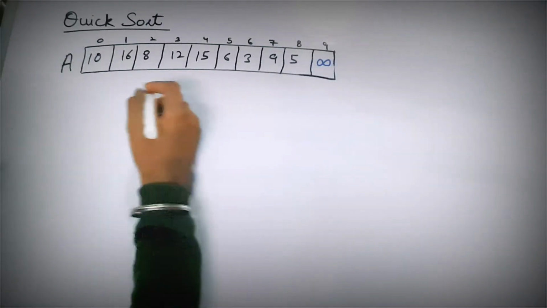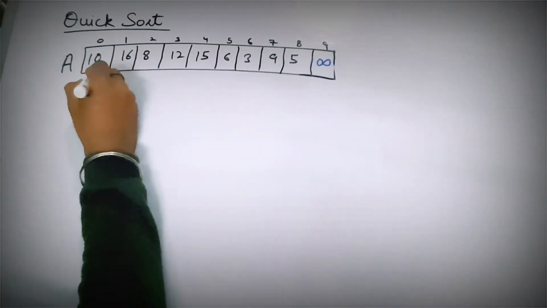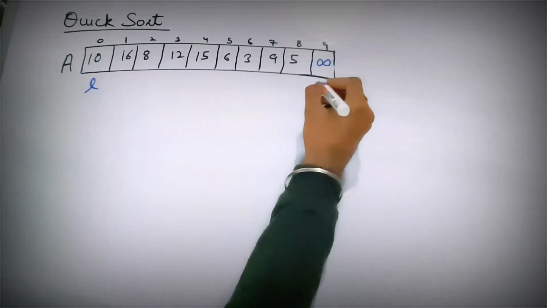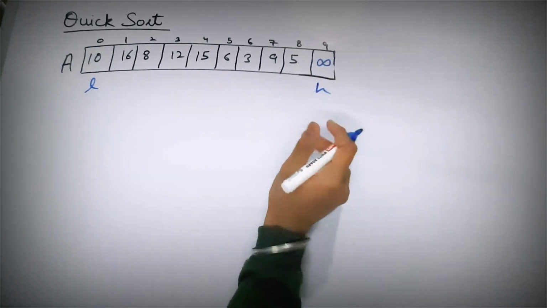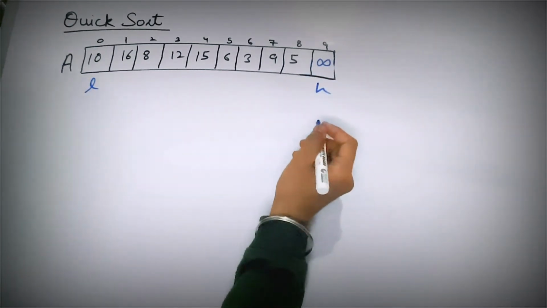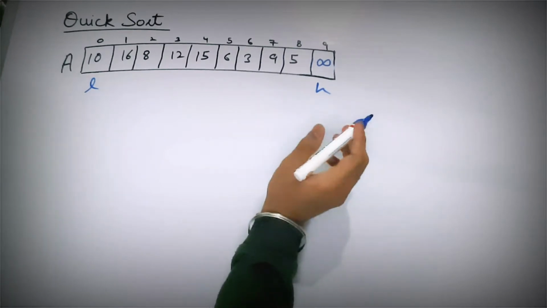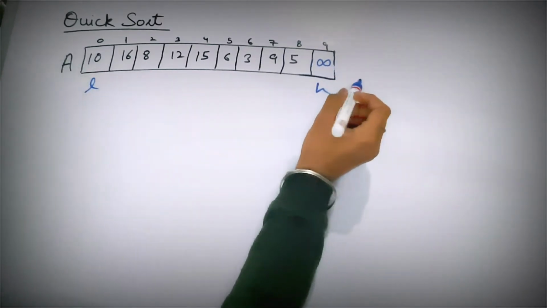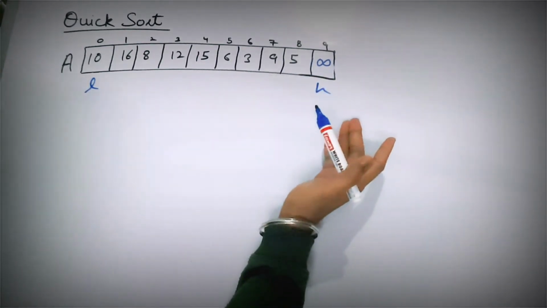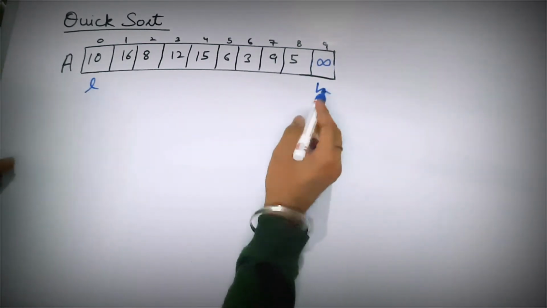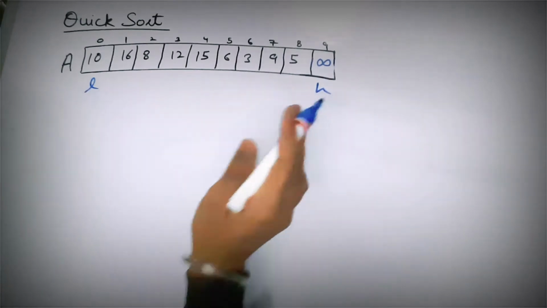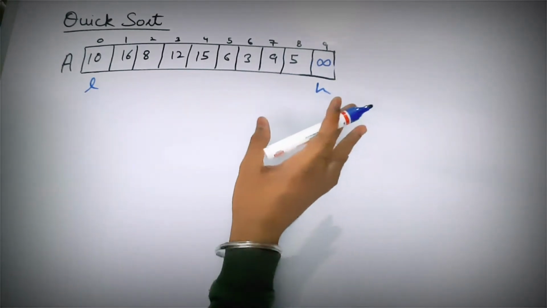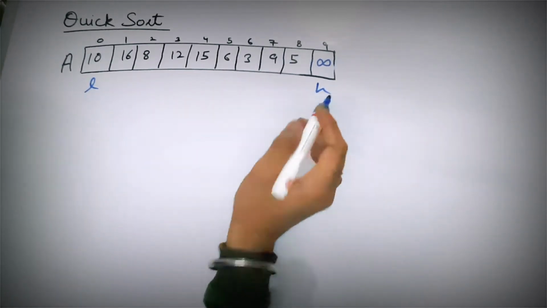Now this is an array. This is low, the beginning of the list. This is high, the end of the list. As you can see, we have taken 9 elements in the list, and we have taken the last element as infinity. As we know, infinity is not defined in computers, but we have taken infinity here because it just acts as a maximum integer, and this will act as the end of the list.